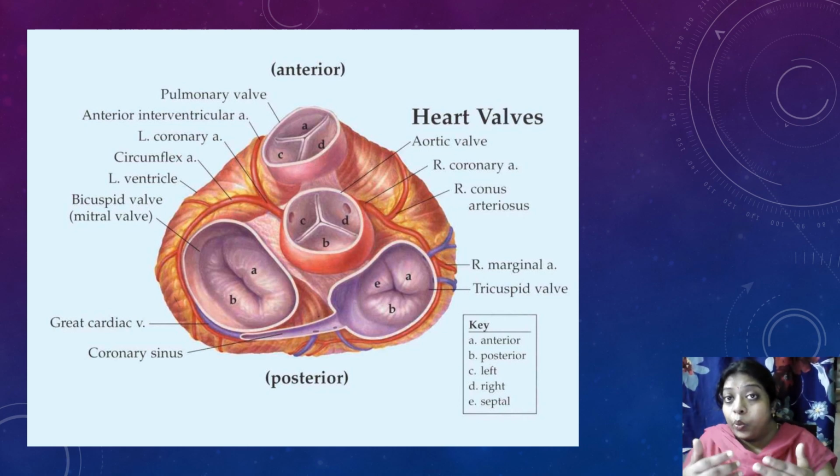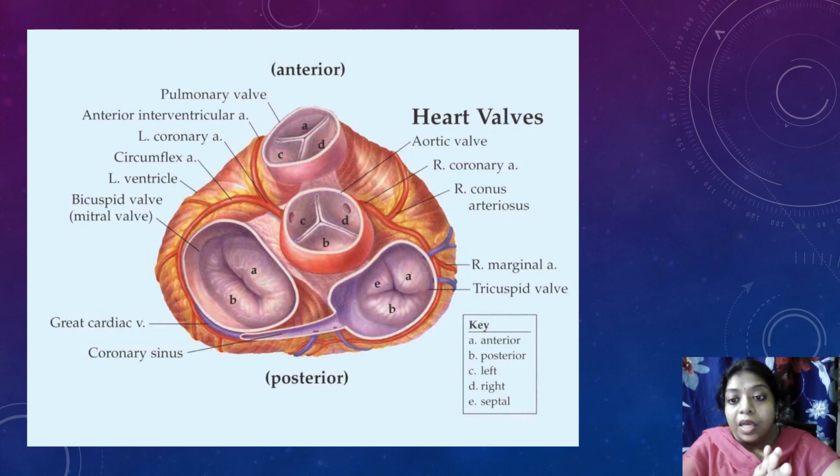Now this will drastically decrease the efficacy with which the heart can move the oxygenated blood through the body. And of course, the pulmonary valve. When you talk about the pulmonary valve, it lies in between the pulmonary artery and the left ventricle.